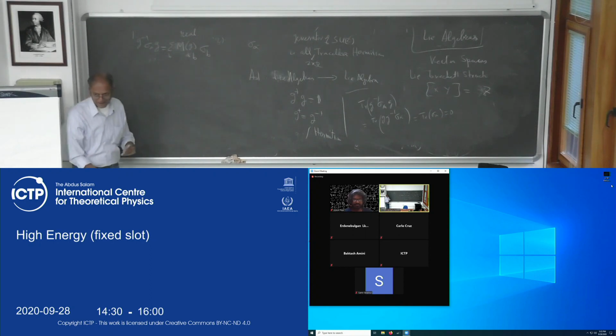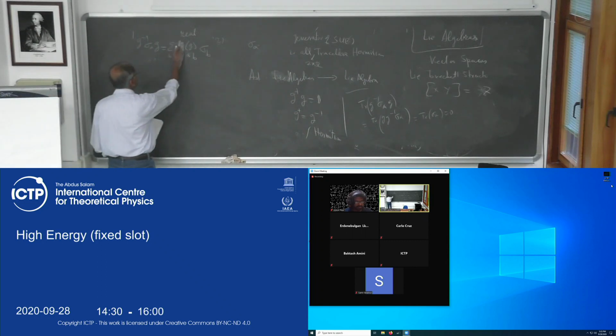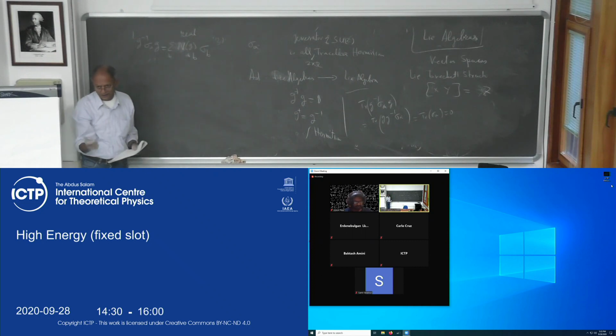Are we using the same n? Sorry? The matrix n? Are we using the same n? No, at the moment, that's why maybe I should have used some other symbol. Let's call it something else. Let's call it some n. This is just a symbol, this is a notation, nothing more than that.